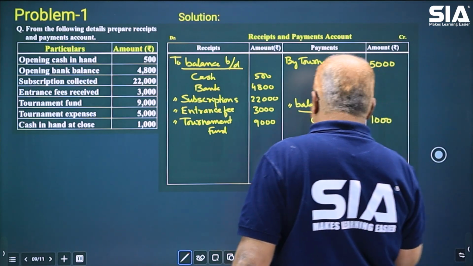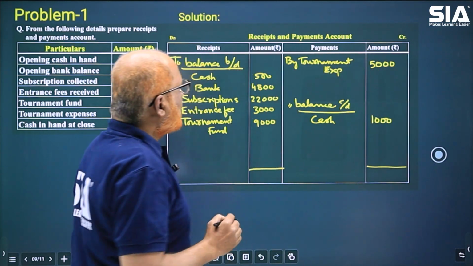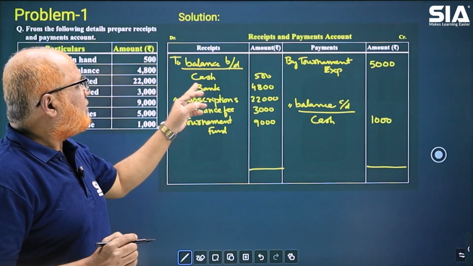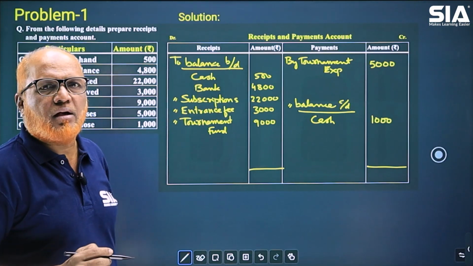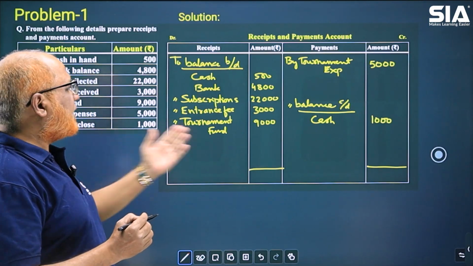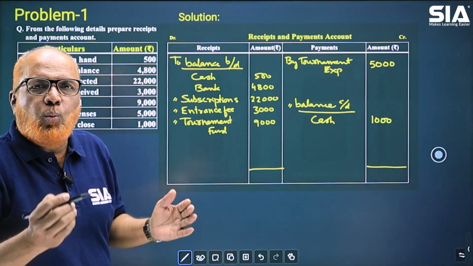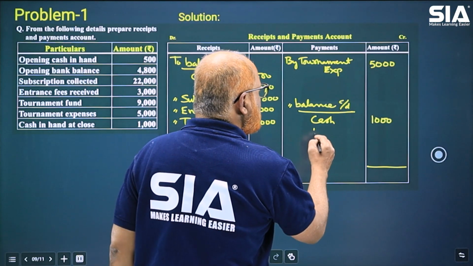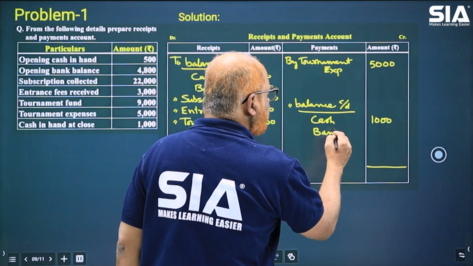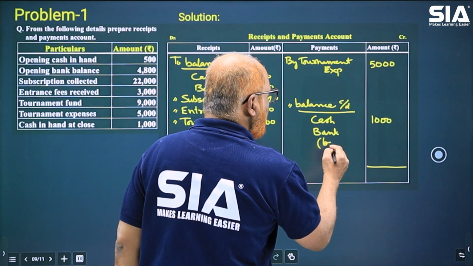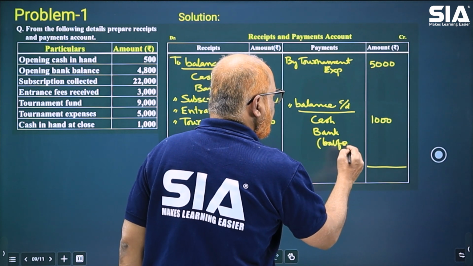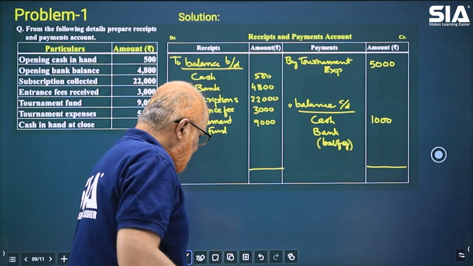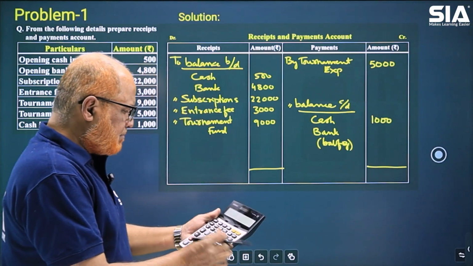Now remember, one missing item is there, because in the opening balance we have cash in hand as well as cash at bank, but in the problem cash at bank is not given at the end of the year. We have to find it out, and that is the balancing figure. So here I am taking bank balance as the balancing figure. Right? Now, how to find out this cash at bank?